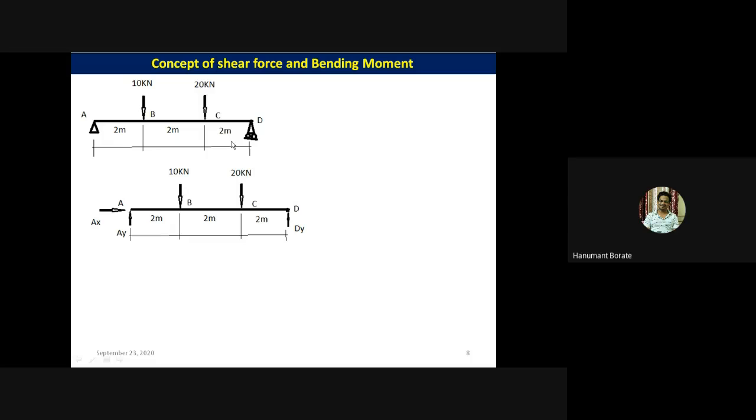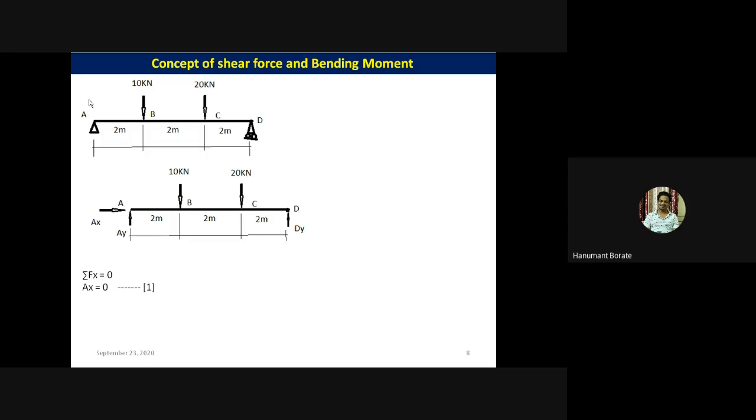We know that this beam is in equilibrium. If we break the beam into two or three parts, each and every part is in equilibrium, right? Means we can apply the equilibrium conditions for each and every part: summation Fx equal to 0, summation Fy equal to 0, summation of moments about any point equal to 0. Now we'll see the concept of the shear force diagram through this example.